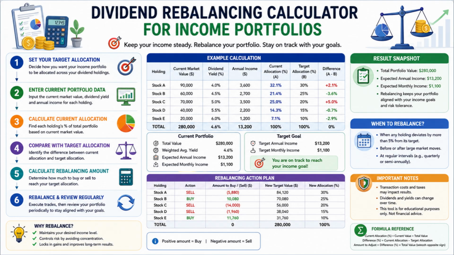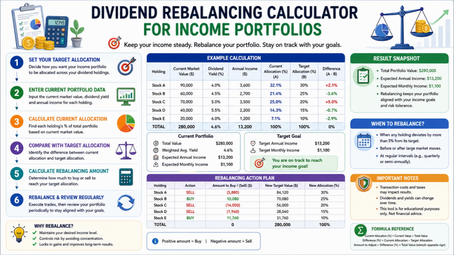First, set your target allocation. This means deciding how much of your portfolio should be invested in each dividend holding. For example, you may want stock A to represent 30%, stock B to represent 25%, stock C to represent 20%, stock D to represent 15%, and stock E to represent 10% of the total portfolio.